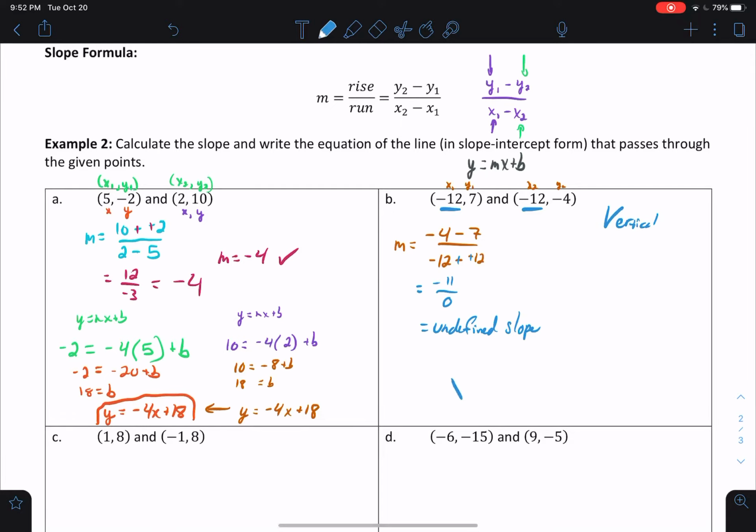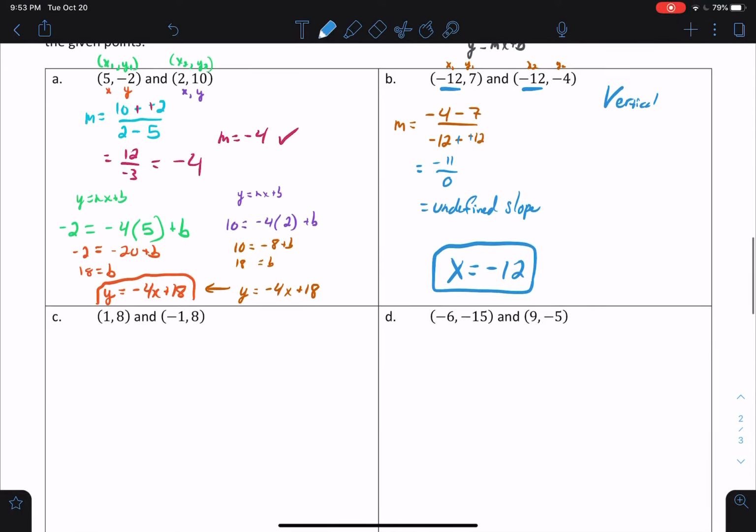So the equation of this line, which isn't a function, is x equals negative 12. The x-coordinate stays the same. All along this line, the x-coordinate is going to be negative 12, but the y can be whatever it wants. So x equals negative 12 there.